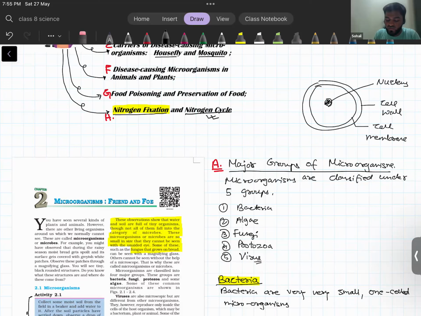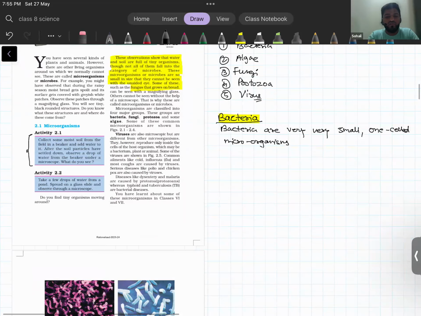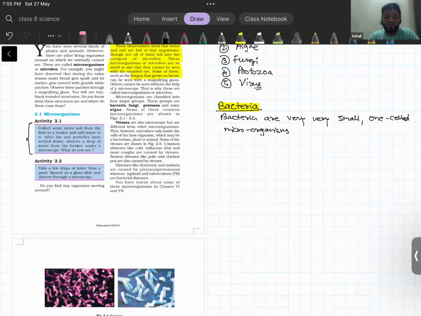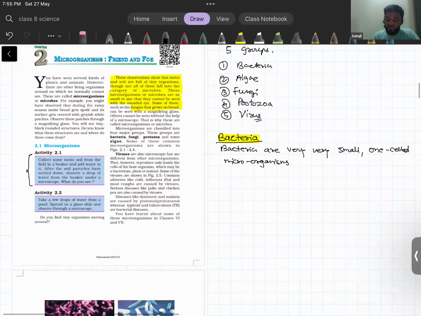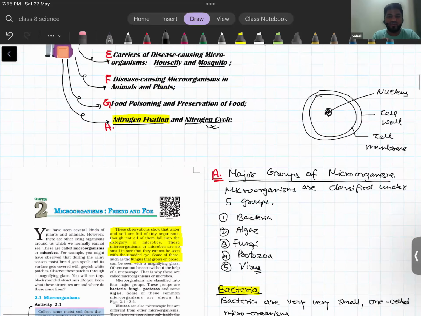So in bacteria, you will see that they have cell walls, but they do not have an organized nucleus and other structures. Organized structure basically means that it has a definite shape. If the nucleus is organized, the structure will be clearly visible and you can easily identify it. But since bacteria have a nucleus which is not properly visible, we say it does not have an organized nucleus.